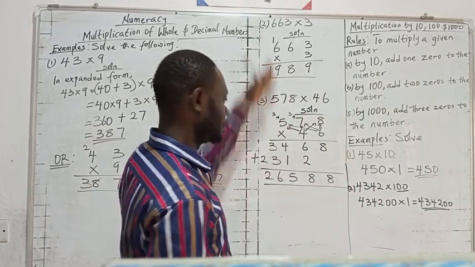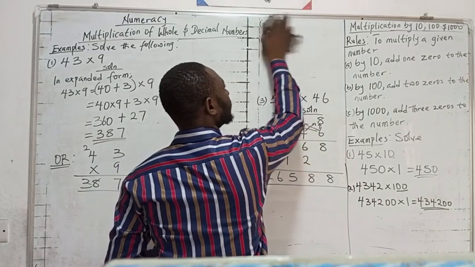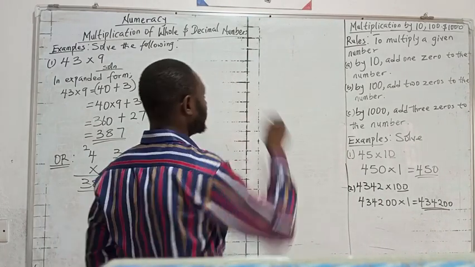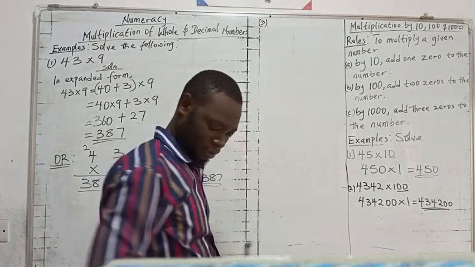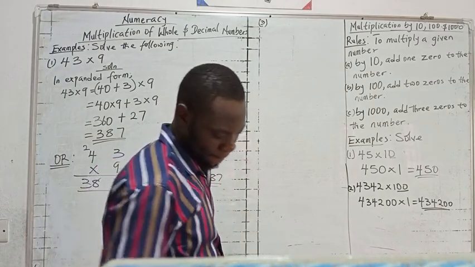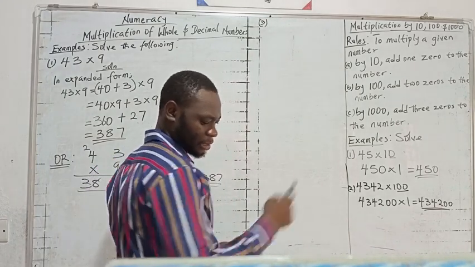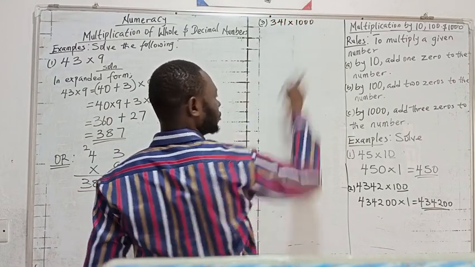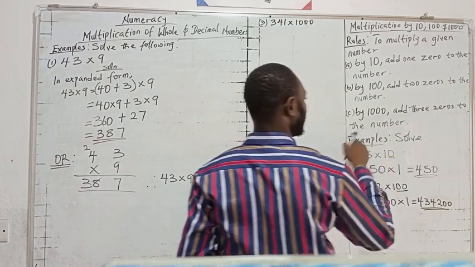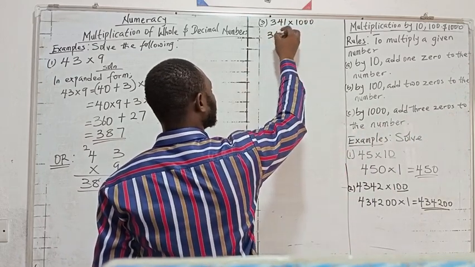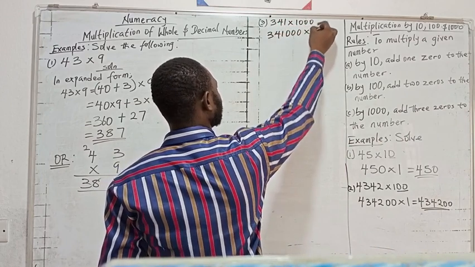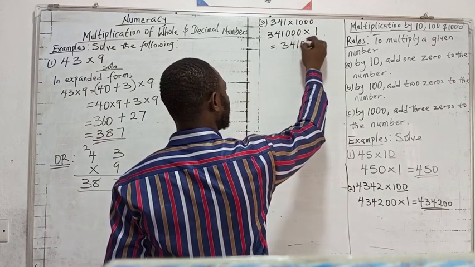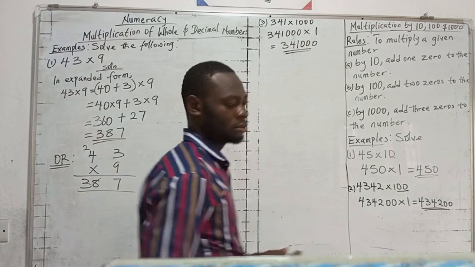Okay? Now, the same thing. Example 3. If we have something like 341 times 1000, the rule says add 3 zeros to the number. So this simply becomes 341,000 times 1. And our answer becomes what? 341,000. Okay?